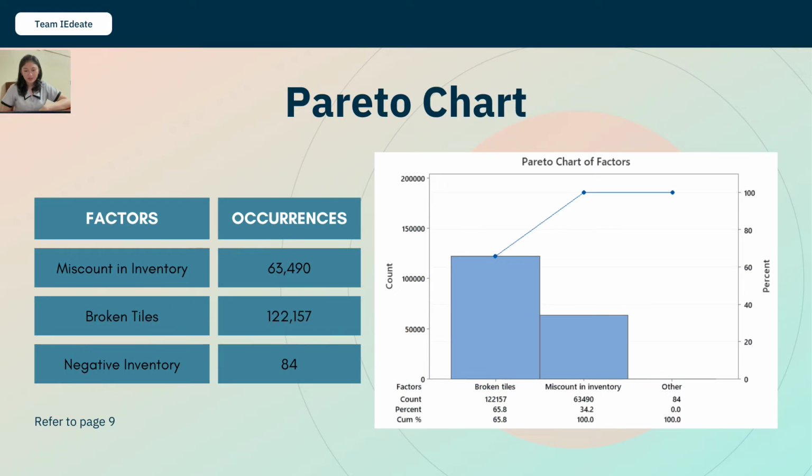Using a Pareto chart, the proponents considered factors which are miscount in inventory, broken tiles, and negative inventory. To quantify, the proponents used the quantity of tiles involved in each factor. Based on the results, the main problem that we would consider is the broken tiles. The broken tiles account for 65.8%, followed by miscount in inventory at 34.2%.